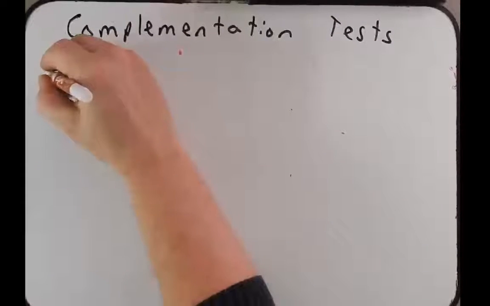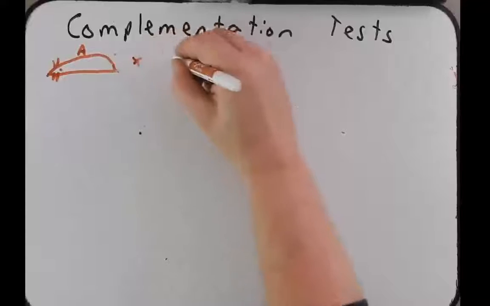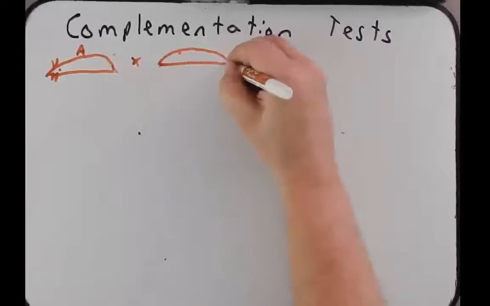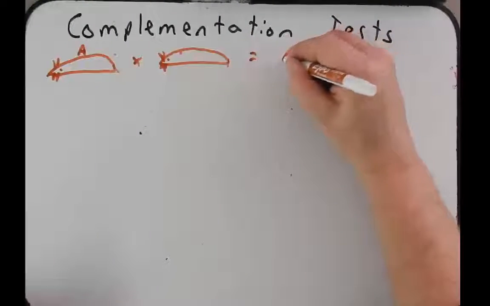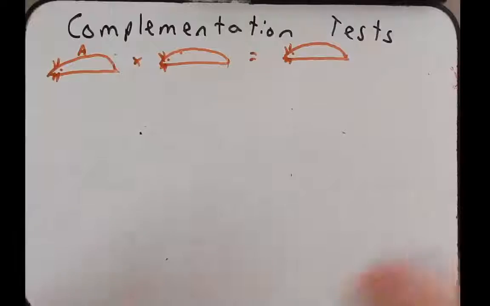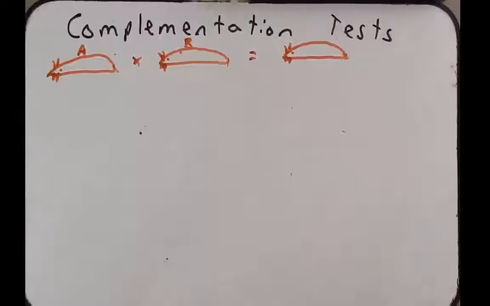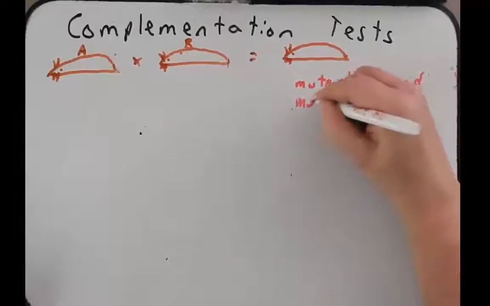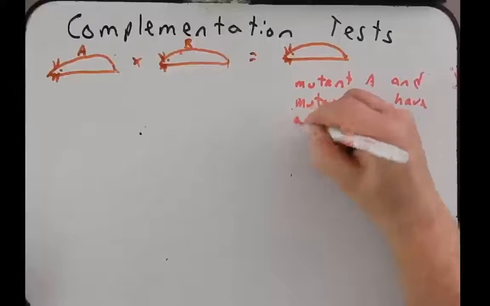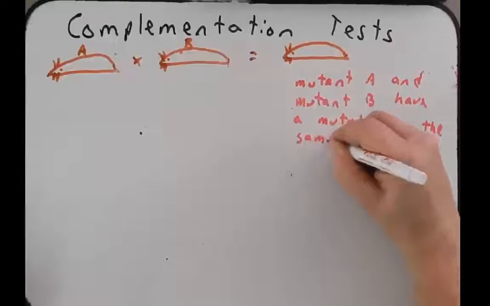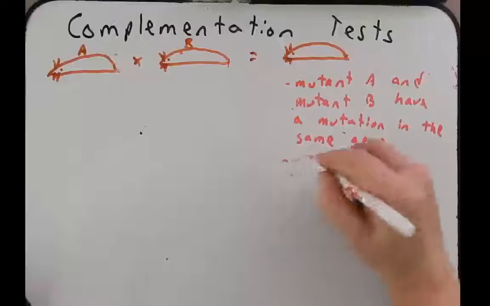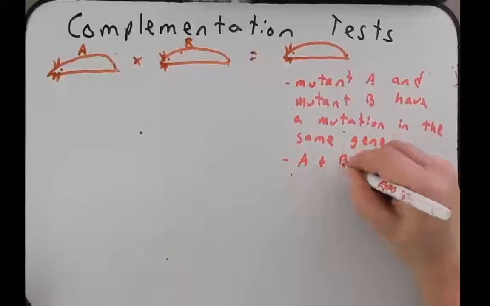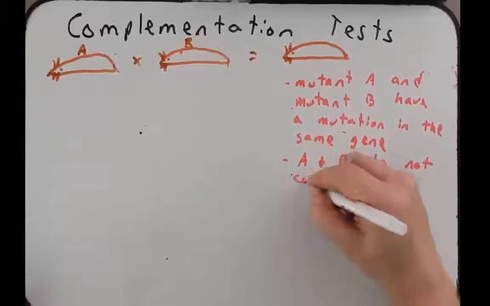So let's take our mutant A mouse and cross it with our mutant B mouse. In doing this cross, all of the mice that are born have no tails. In this case, we conclude that mutant A and mutant B have a mutation in the same gene. When we did that original mutagenesis, it mutated the exact same gene. And so we say that A and B do not complement each other.